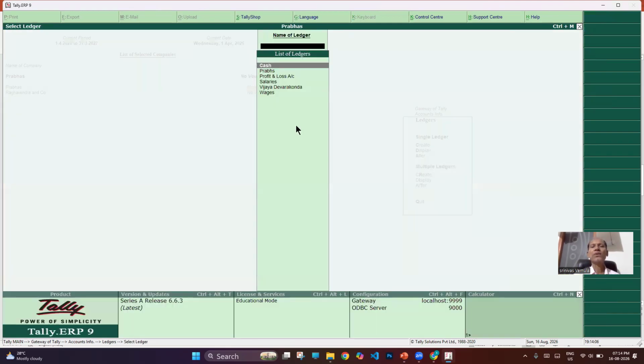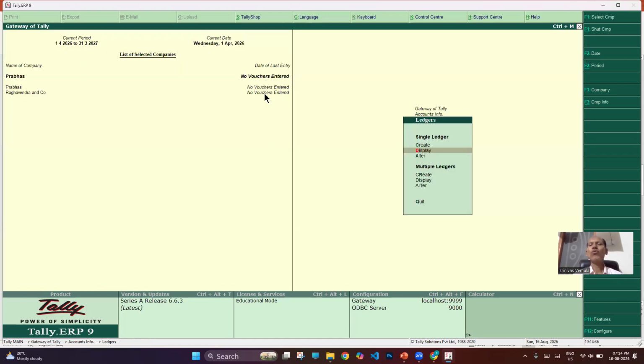Now display the ledgers. See, we have created 4 ledgers and 2 are by default in the Tally software: cash and profit and loss account. We have not created them just now, but by default they exist in the Tally software. We have created Prabhas, salaries, Vijay Devarakonda and wages. Clear? Now shall we move to the next one.